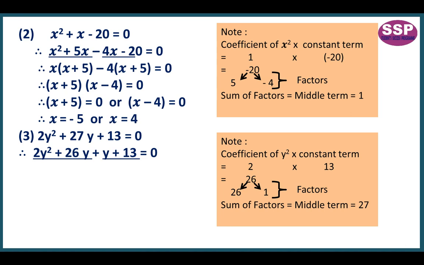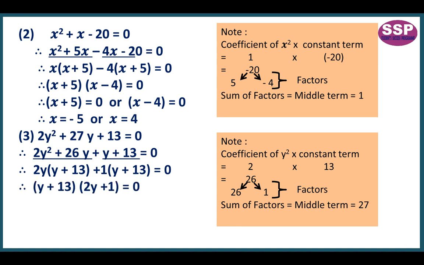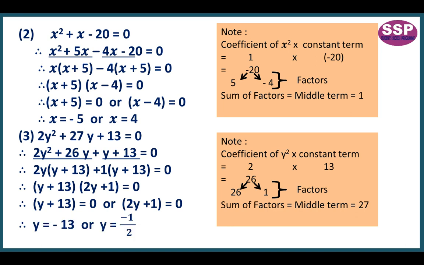Therefore we use the factors 26 and 1 in the next step. Therefore 2y square plus 26y plus y plus 13 is equal to 0. By taking 2y common from the first two terms, we get 2y into (y plus 13) plus 1 into (y plus 13). Now taking y plus 13 as common, in the second bracket we get 2y plus 1 equal to 0. Therefore y plus 13 equal to 0 or 2y plus 1 equal to 0. Therefore y is equal to minus 13 or y is equal to minus half. Okay.